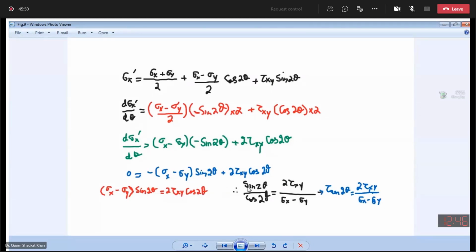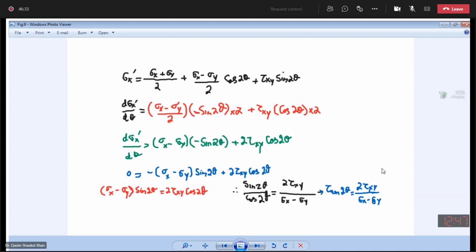So then sine 2 theta over cos 2 theta. We will rearrange the coefficients so that we get sine 2 theta over cos 2 theta equal to 2 tau xy over sigma x minus sigma y. As we know that sine 2 theta over cos 2 theta is tan 2 theta, our expression will become tan 2 theta is equal to 2 times tau xy over sigma x minus sigma y.